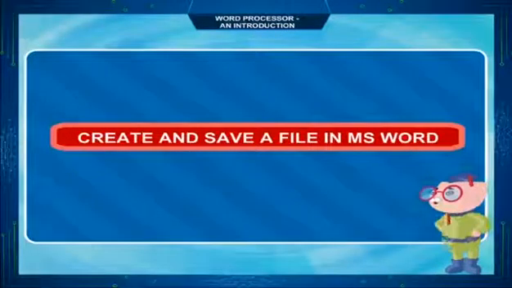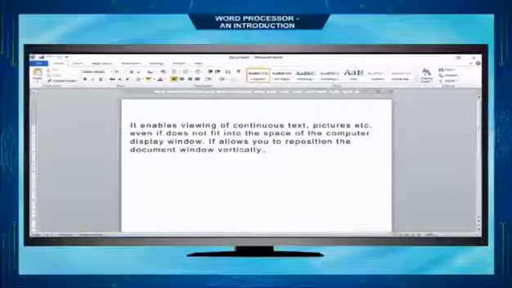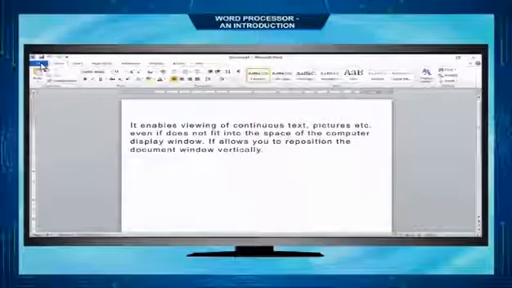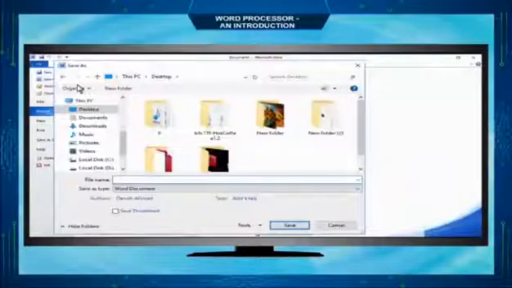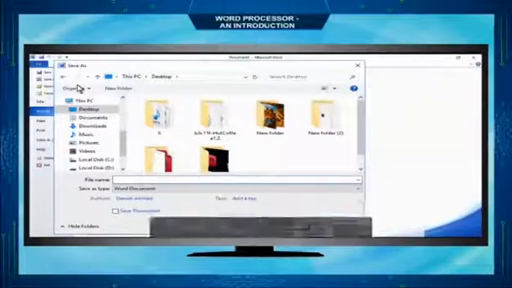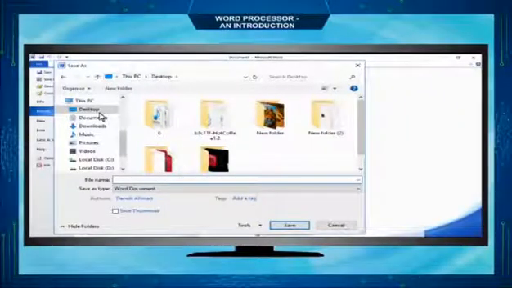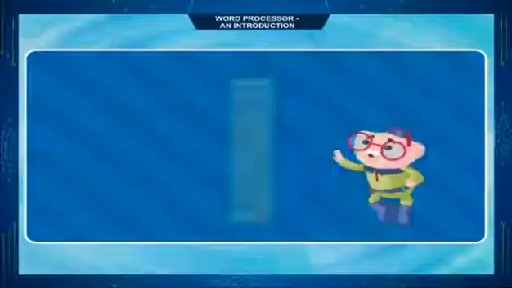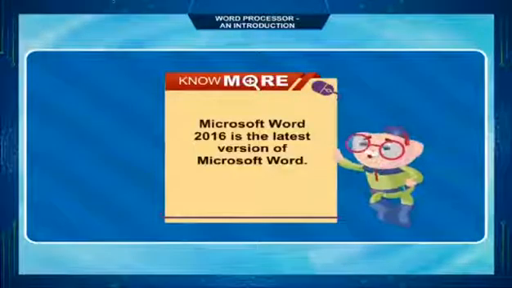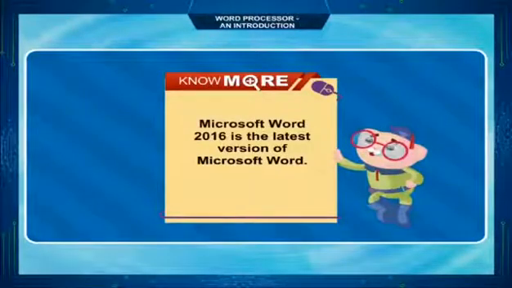Create and save a file in MS Word. Type your document. Click the File tab and select the Save As command. The Save As dialog box appears, or press Ctrl+S. Choose a location for your file. Type a name for your document in the File Name text box. Click the Save button. Your document will be saved. Microsoft Word 2016 is the latest version of Microsoft Word.